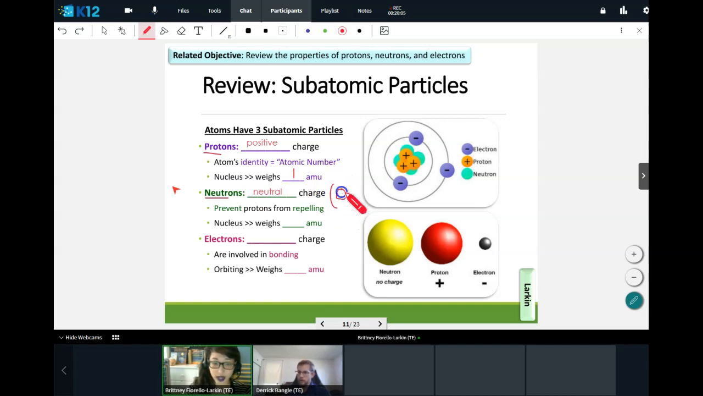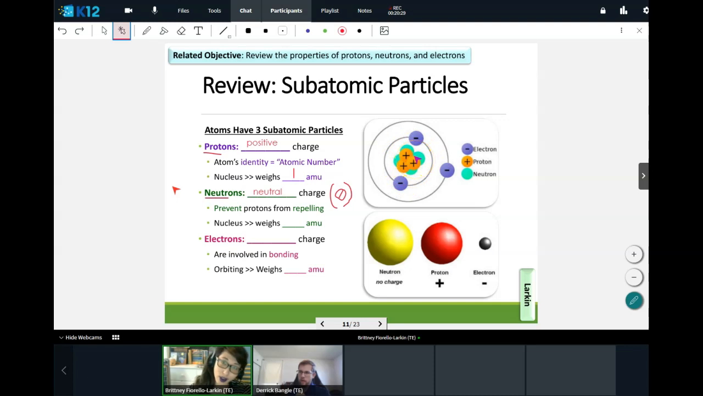Yeah, it means 0, so they have 0 charge. Perfect. The whole point of neutrons is to prevent repelling in the nucleus. Remember, protons are all positively charged, and like charges actually don't want to be next to each other. So protons naturally want to repel each other. Neutrons are neutral, though, so they're kind of like buffers, and they help to prevent those protons from repelling.